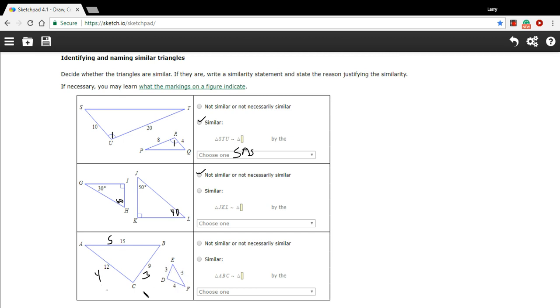So if the sides are all proportional, then you have similar triangles. So these are similar triangles, and this is by the side side side similarity property. So that is a little bit of work with finding similar triangles.